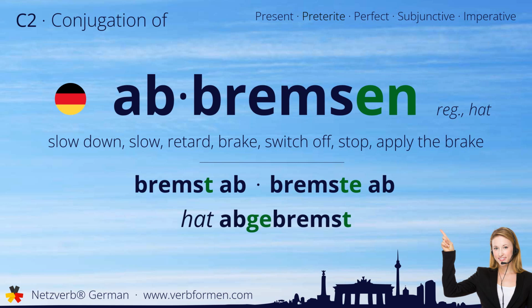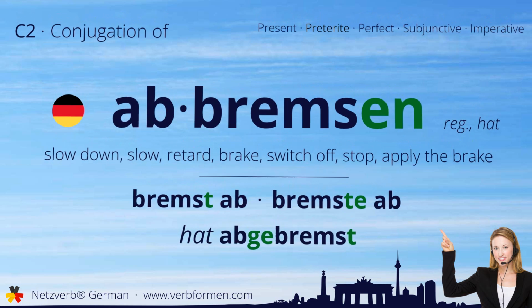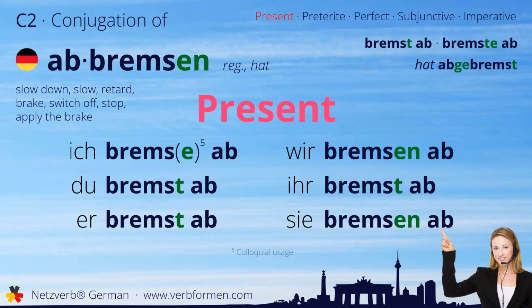Now let's move on to the tenses. First, we'll take a look at the present tense. Ich bremse ab. Du bremst ab. Er bremst ab. Wir bremsen ab. Ihr bremst ab. Sie bremsen ab.